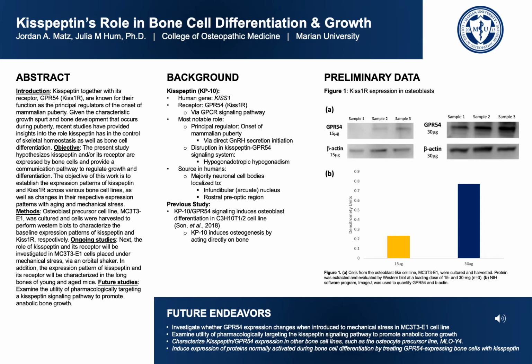In fact, a recent study from 2018 found that the kisspeptin GPR54 signaling pathway induced differentiation of a specific osteoblast-like cell line, which led to the conclusion that kisspeptin may actually act directly on bone to induce osteogenesis. This leads us to our present study.